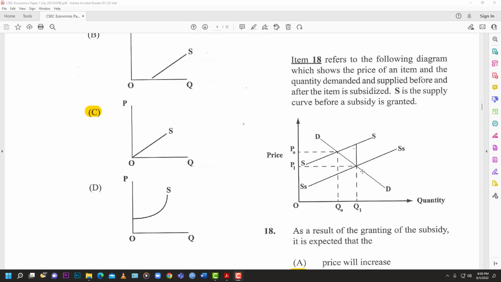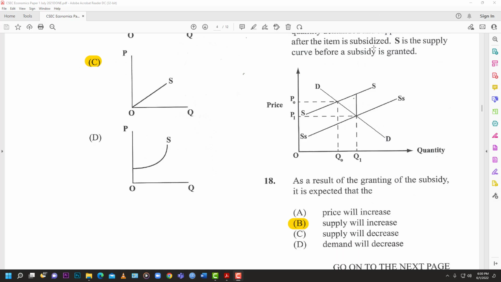Number 18 looks like a little spider web here. But let's see what they say. It refers to the following diagram, which shows the price of an item and the quantity demanded and supplied before and after the item is subsidized. S is the supply curve before a subsidy is granted. So we have S right here, before the subsidy is granted. As a result of granting the subsidy, it is expected that B, supply will increase.